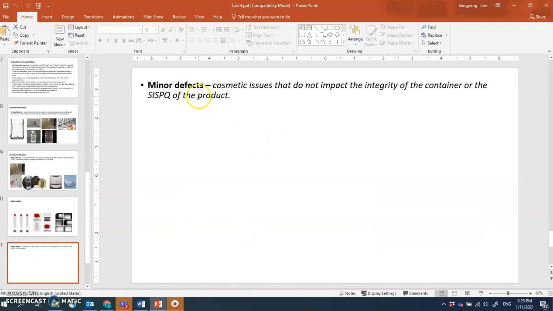Minor defects are mostly cosmetic issues that do not impact the integrity of the container itself. It doesn't harm the SISPQ. Remember what SISPQ is? Safety, identity, strength, and what is that? Quality. P stands for what again? Purity, right? So safety, identity, strength, purity, and quality of the drug. Anything that's not harming the product's SISPQ will be considered a minor defect.